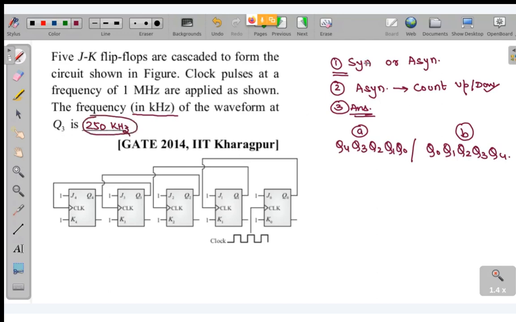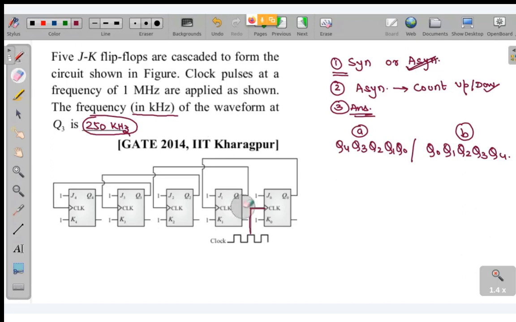So look, the first question I asked you is whether it is synchronous or asynchronous. You can see the clock pulse is being given to the first flip-flop, and the output of the first flip-flop serves as the clock for the second. For the third flip-flop, the output of the second flip-flop serves as the clock, and this goes on. So this is asynchronous. If this is asynchronous, it needs to be either an up or a down counter.